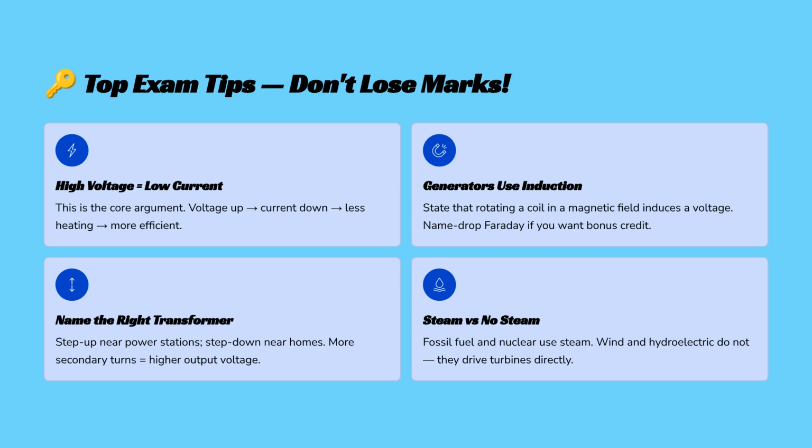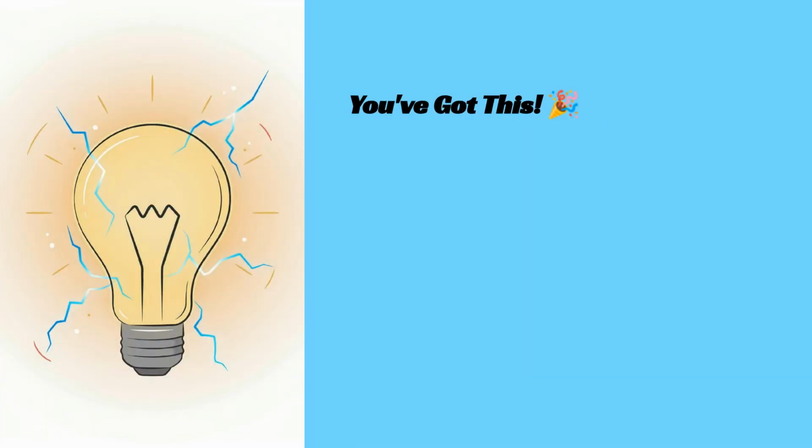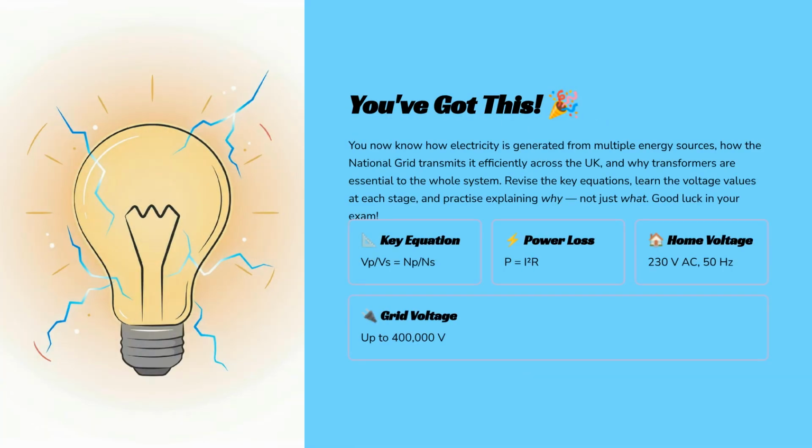Final tips: link voltage to current, remember Faraday for induction, identify which transformers go where, and distinguish between steam-based and non-steam power sources. You are ready. Keep these key equations and values in mind, and you will do great. Good luck with your exam preparation.